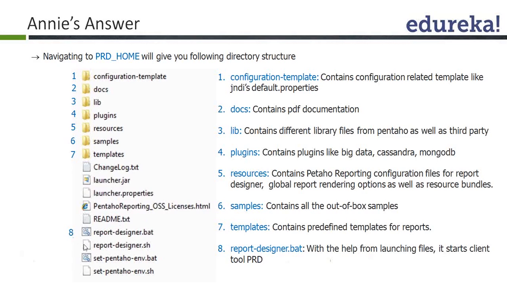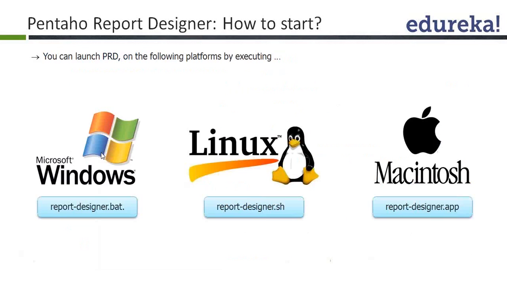Then report designer. So report-designer.bat, which you will be using to launch, and .sh you will be using for Linux. This is where it will set environment variables, and depending on your requirement you can configure it. So for Windows you will be using report-designer.bat. For Linux it will be .sh. For Macintosh they are distributing separately, and there you will find .app as a folder. So once you click, you can launch it.